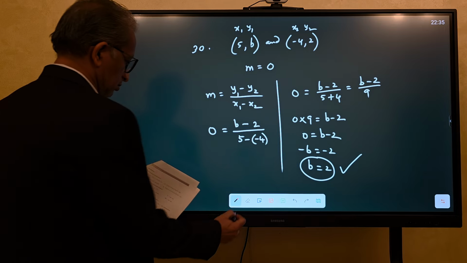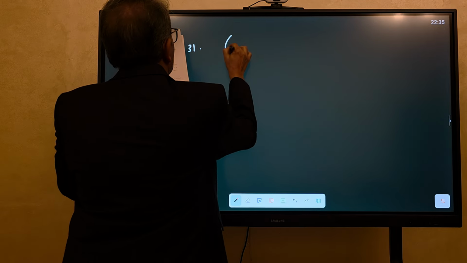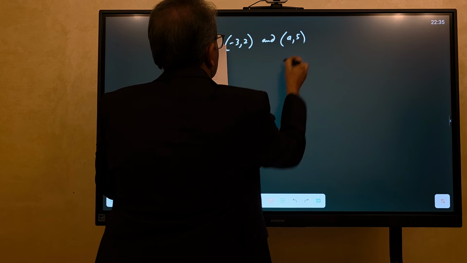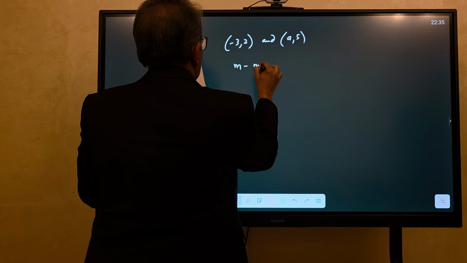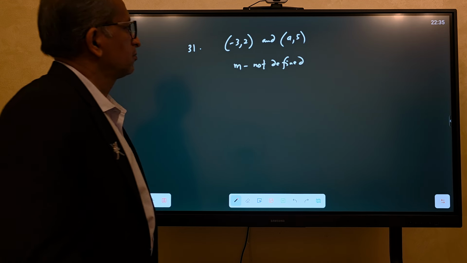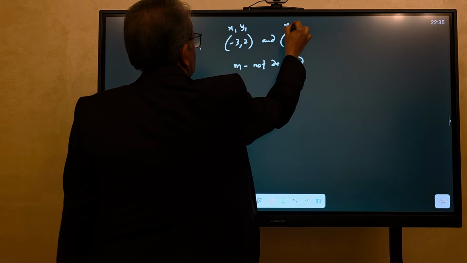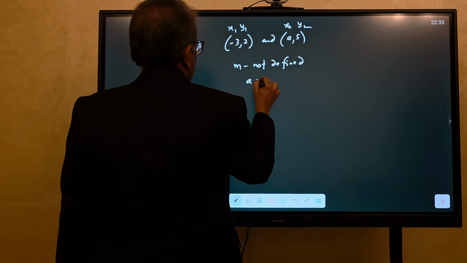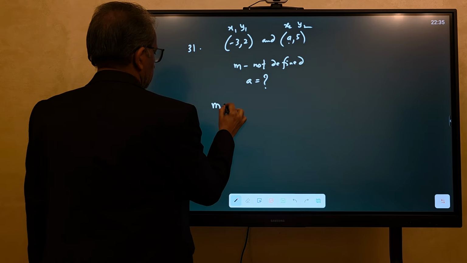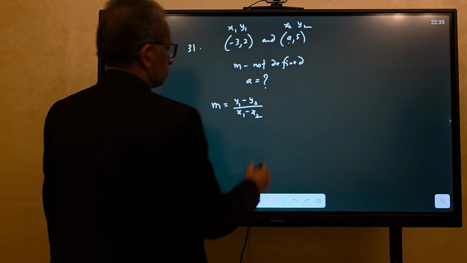Coming to the last question, that is 31. What is given? The points (-3, 2) and (a, 5), and given that m is not defined. So this is x1, y1, this is x2, y2. You are asked to find the value of a. So write the formula here: m equals y1 minus y2 over x1 minus x2.